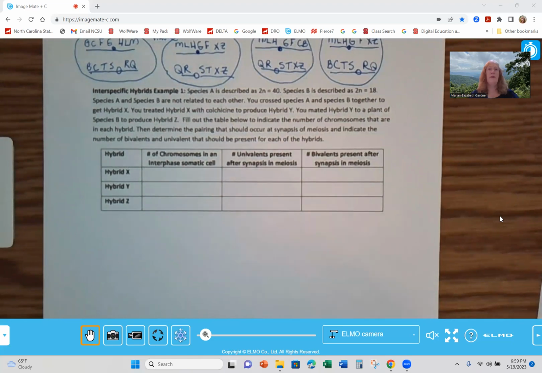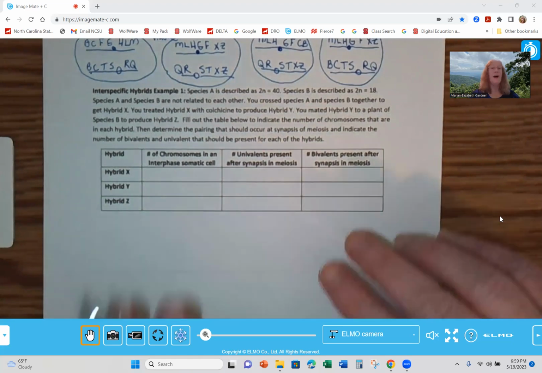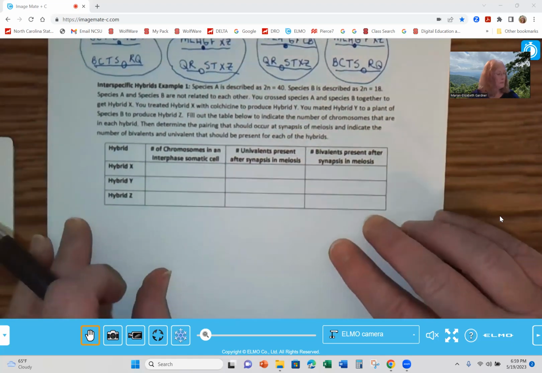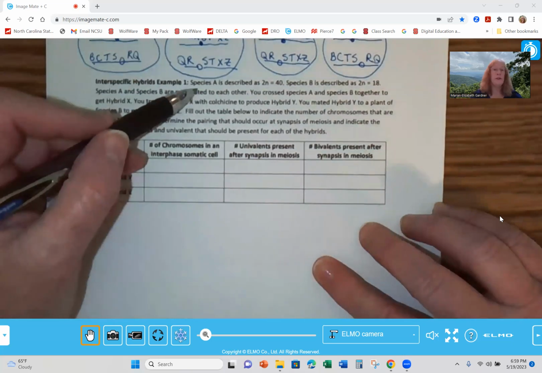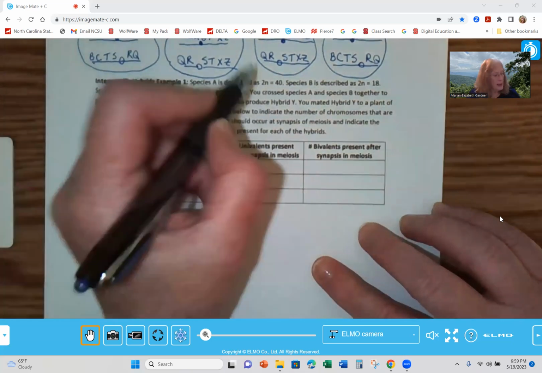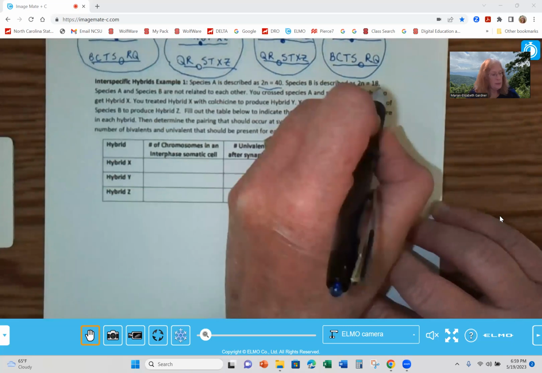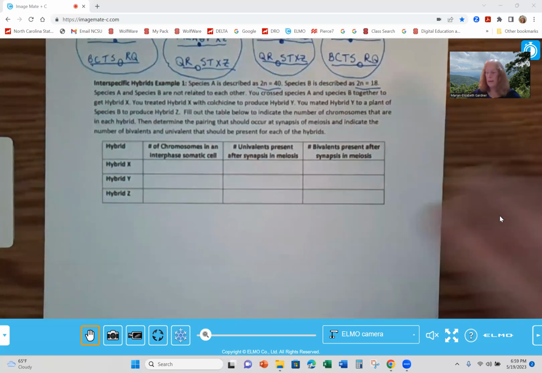We looked at some of our crop species like wheat, which is actually a combination of 3 species going together, and cotton would be another. Peanuts, there's several others that are following this amphidiploid pathway. So here we have 2 species. Species A is 2n equals 40. Species B is 2n equals 18.